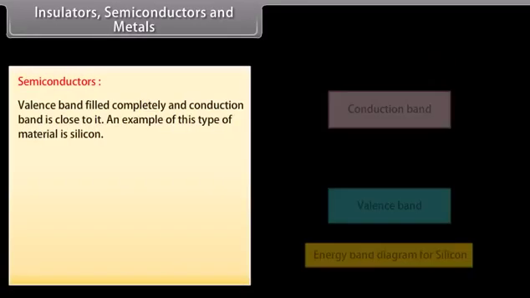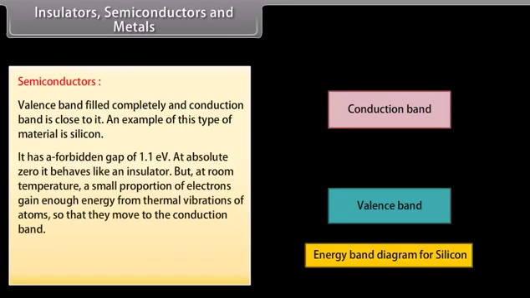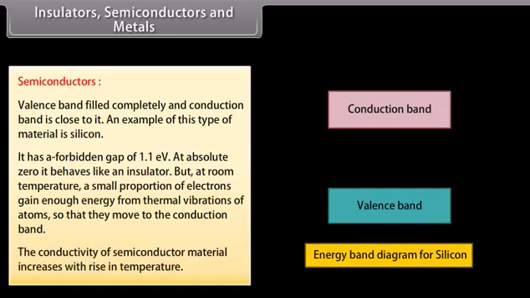Semiconductors. Valence band is filled completely and the conduction band is close to it. An example of this type of material is silicon. It has a forbidden gap of 1.1 electron volts. At absolute zero it behaves like an insulator. But at room temperature, a small proportion of electrons gain enough energy from thermal vibrations of atoms so that they move to the conduction band. The conductivity of semiconductor material increases with rise in temperature.